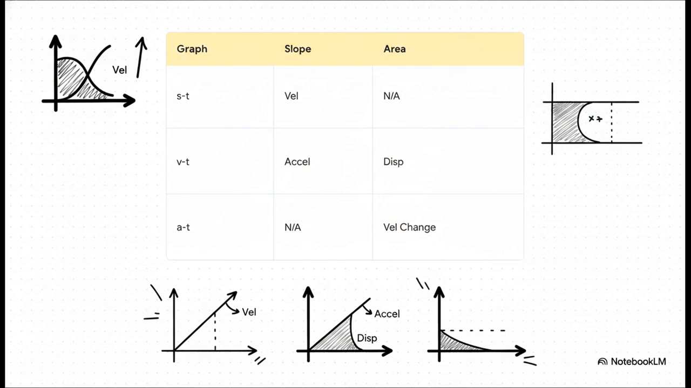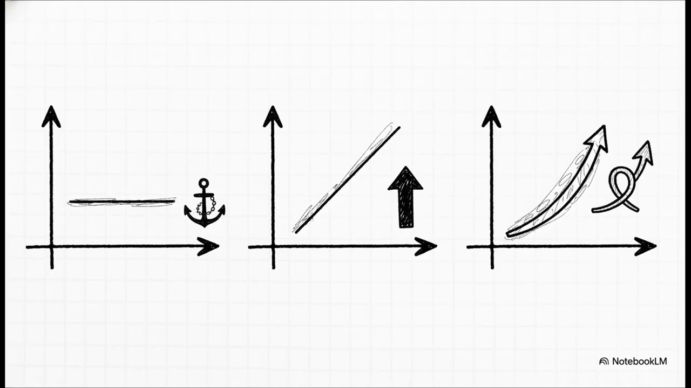For a displacement time graph, the slope equals velocity. For a velocity time graph, the slope is acceleration and the area under the line is your displacement. And for an acceleration time graph, the area is your change in velocity. If you just lock this grid into your brain, graph questions will be the absolute easiest points you score on the test. Now let's actually look at the lines themselves.